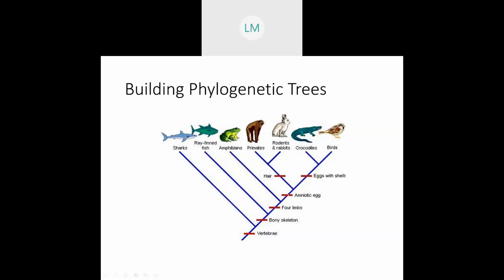Once we have our amniotic egg developed, we see a split into our mammals and then into our birds and reptiles. So we have a shared derived characteristic for our reptiles and birds, eggs with shells. And then we have a shared derived characteristic for our mammals. We've got the evolution of hair here. So you can see that this characteristic is put up here on this line, indicating that this is the only group that has hair, right?